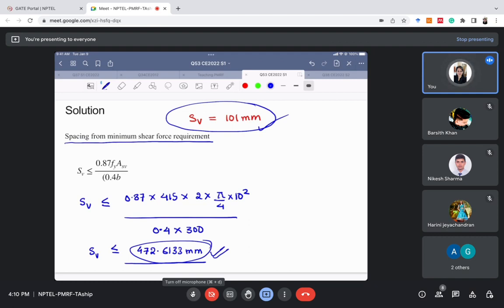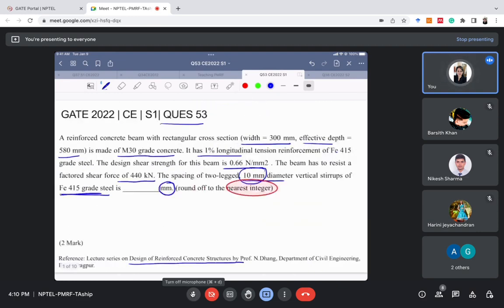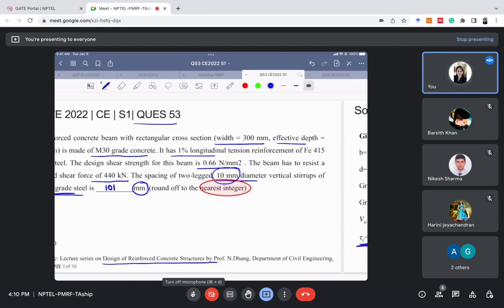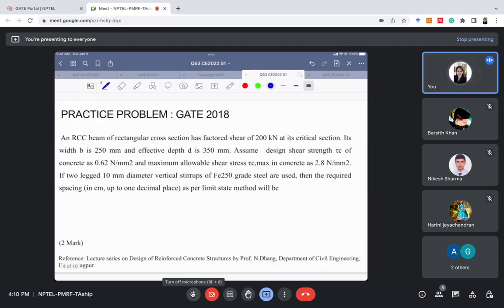So we should also check for the minimum shear force requirement. This step was not required for this question, but maybe for some other question it may be required. So I've given you the answer. The SV in this case, the spacing of the vertical stirrups, should be 101 mm. The answer was asked in mm, so we'll give the answer as 101 mm. A similar question was asked in GATE 2018, which is totally similar to this. So I expect you to please follow the same steps and try to solve this problem.